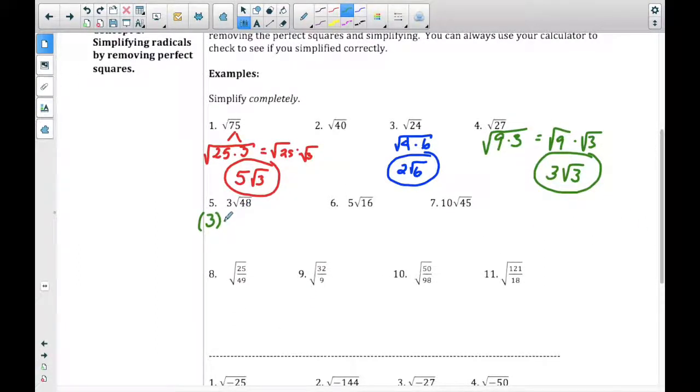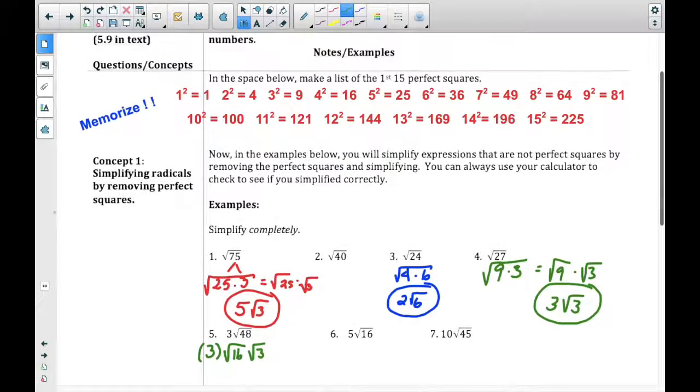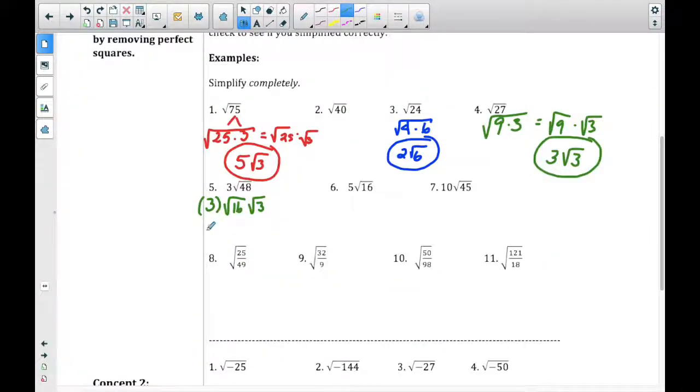And so when we do this, we always want to pick the largest perfect square that we can. That being said, some teachers tell you to start with the bigger numbers and work your way down so that you always get the biggest one. Okay, so the square root of 16 is 4, so I have a 3 here, I have a 4 here, and then I have a root 3. And so my answer is 12 radical 3, because 3 times 4 is 12, and so that goes there.